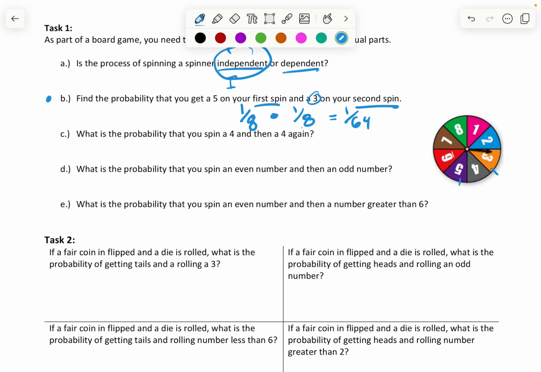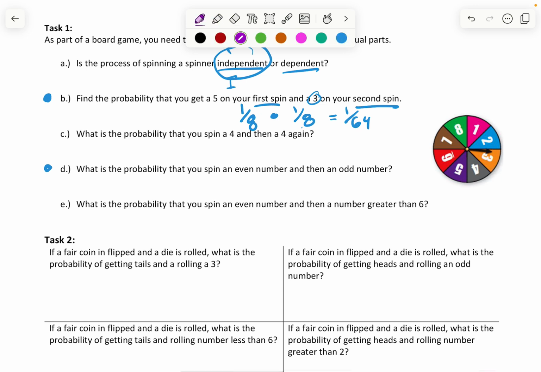Cool. All right, I'll let you do C maybe, and then I'll do D. How about that? So I'll do these too. You do the others. Well, I did the first one too. What is the probability your spin is an even number and then an odd number? All right, so the even numbers, let me reset this one.